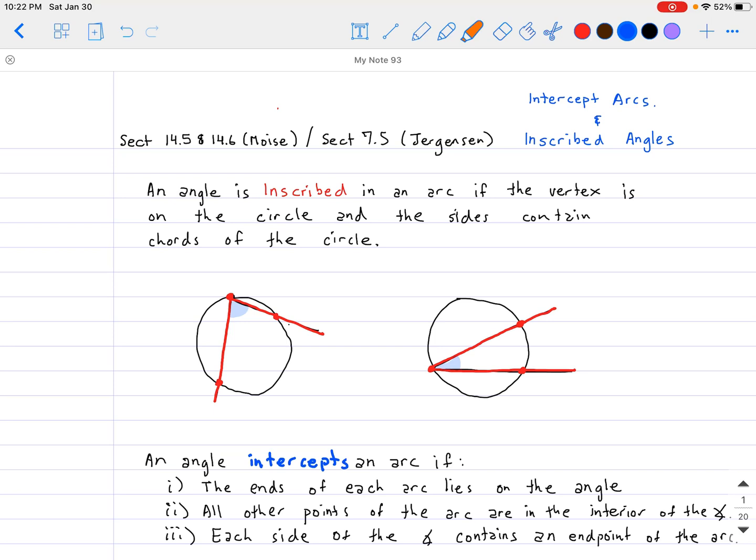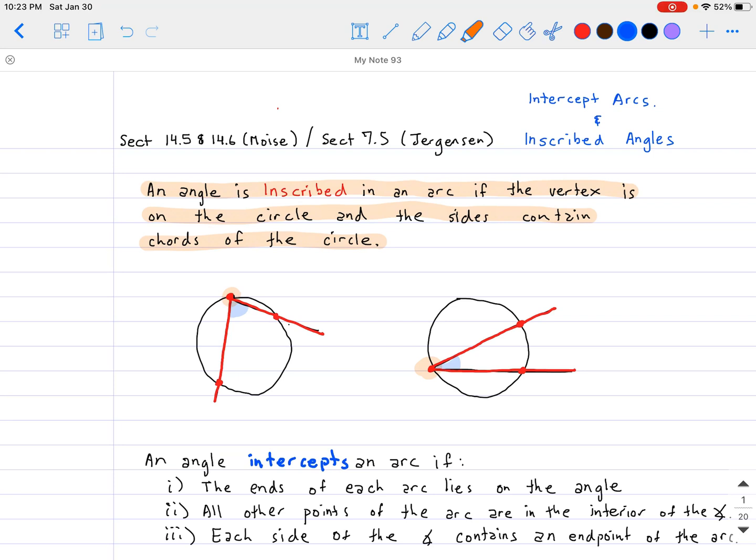So here we're going to go ahead and define a few things first just to get started. The first one is what is known as an inscribed angle. An inscribed angle is in an arc if the vertex is on the circle and the sides contain the chords of the circle. So here you can see two examples where, as we said, the vertex is on the circle itself. And if you look at each of the sides, they contain the chords that are inside the circle.